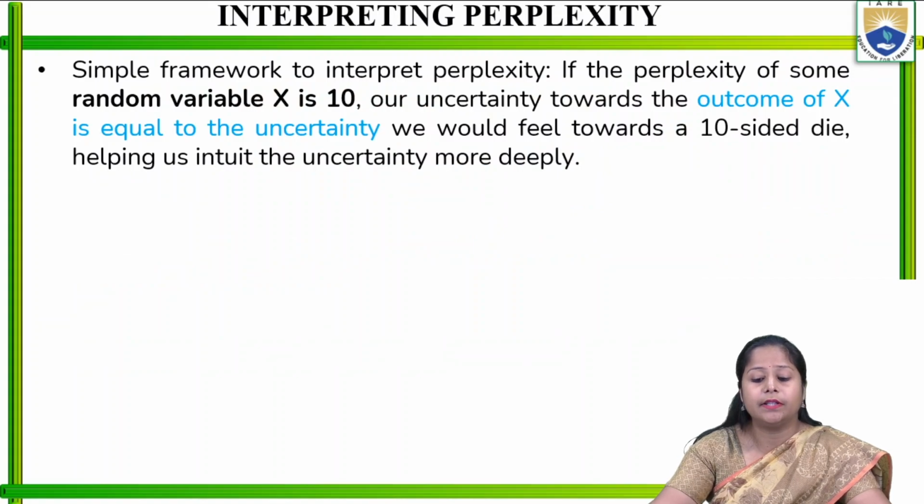A simple framework to interpret this perplexity: if the perplexity of some random variable capital X is 10, then our uncertainty towards the outcome of capital X is equal to the uncertainty we would feel towards a 10-sided die, helping us intuit the uncertainty more deeply. That will be equal to 10 only.